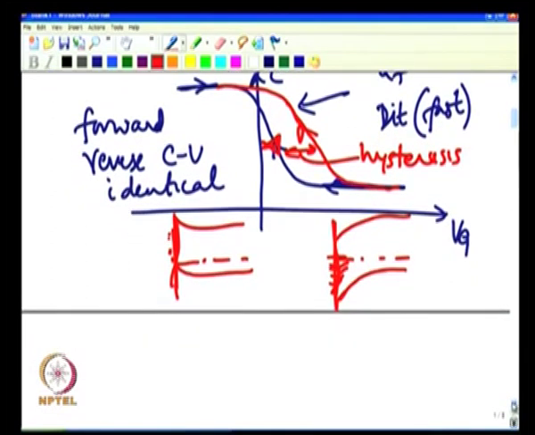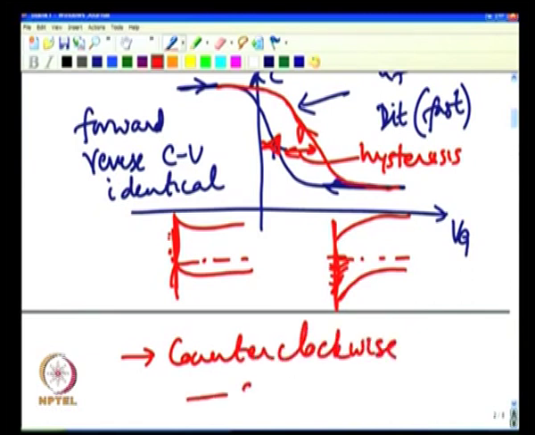So, first of all, if you see a hysteresis in a CV characteristic, that is indicative of the fact that there are so-called slow interface traps, which is also not good, just as fast interface traps are not good, even slow interface traps are not good. And if the hysteresis is counterclockwise, that is clearly a signature that the hysteresis is coming due to slow interface traps.